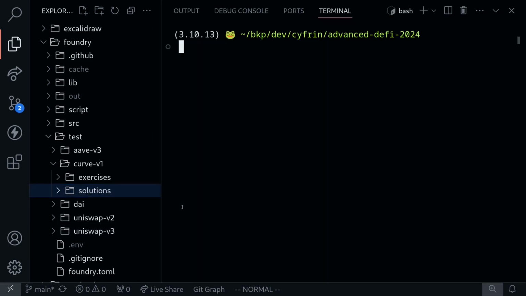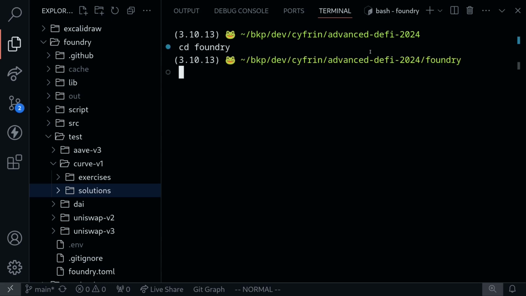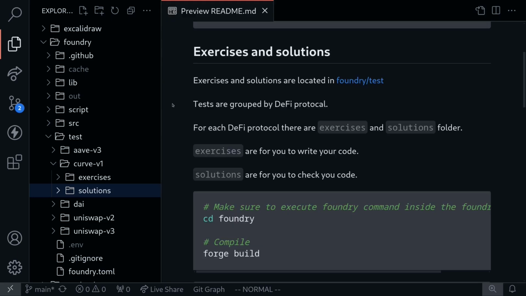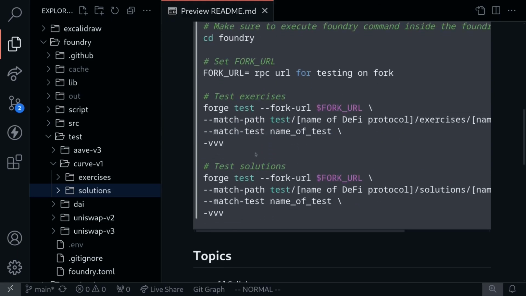Now to execute the exercises or to just compile the contract inside this Foundry folder, what you'll first need to do inside your terminal is go into the Foundry folder. So from the project root, I'll cd into the Foundry folder, cd Foundry. To compile the contract, type forge build. If you want to execute the exercises or the solutions, what you'll need to do is follow this command.